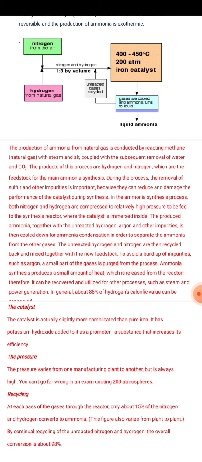At each pass of the gases through the reactor, only about 50% of the nitrogen and hydrogen is converted to ammonia. This figure also varies from plant to plant. By the continuous recycling of the unreacted nitrogen and hydrogen, the overall conversion is about 98%.